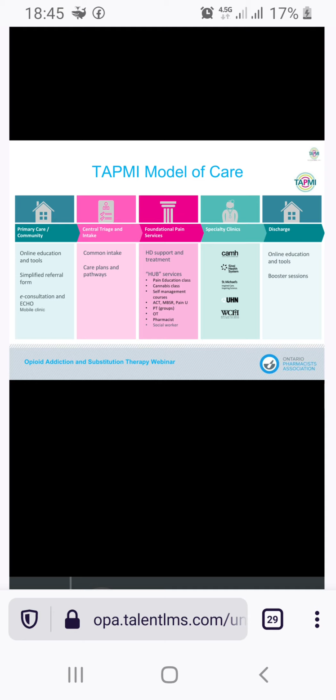A couple more things I want to highlight around the TAPMI program is our model of care. So you can see in this schematic that when patients are admitted into TAPMI, we try to have touch points with them throughout that journey of care. So right from the beginning, the primary care community or the primary care doctor, we have developed online education and tools to support primary care as it relates to chronic pain management.